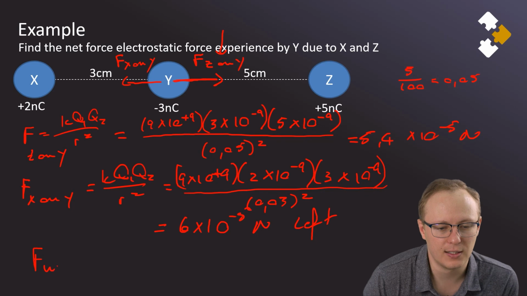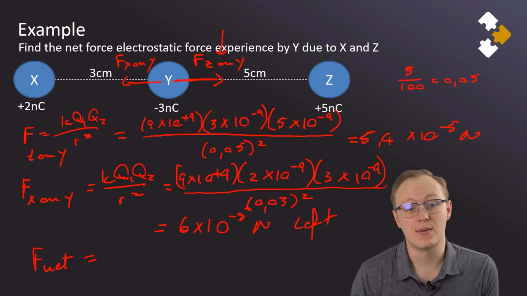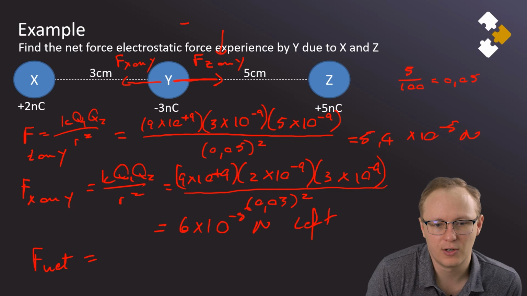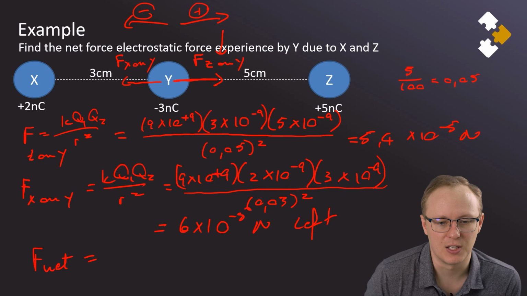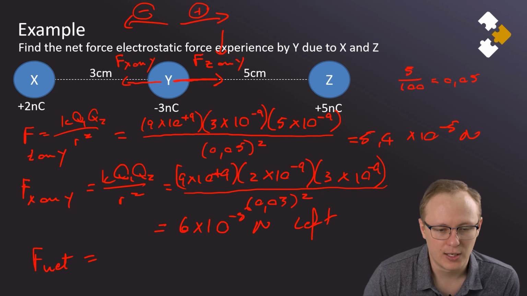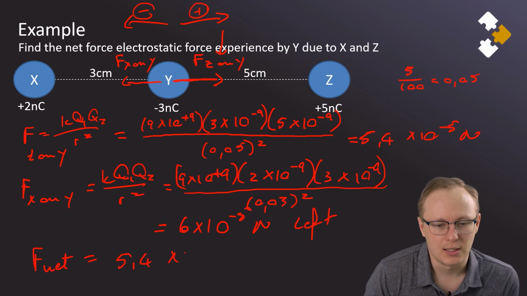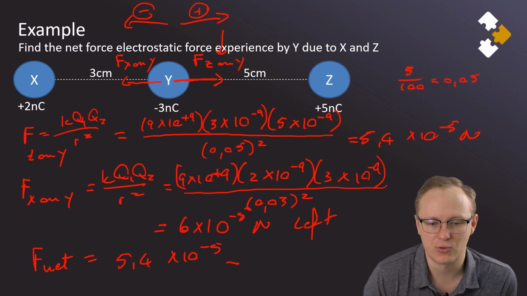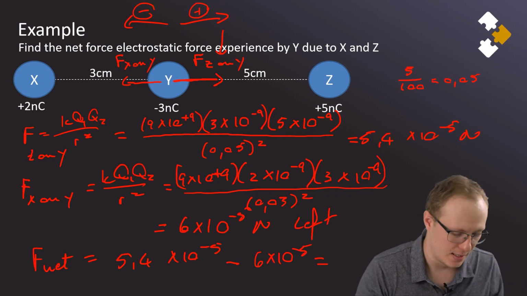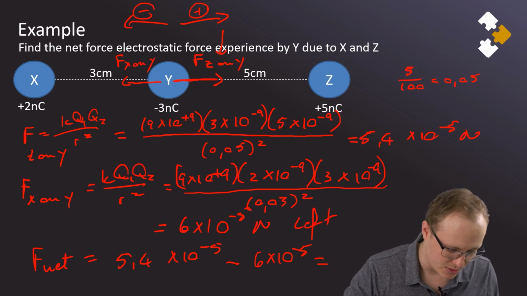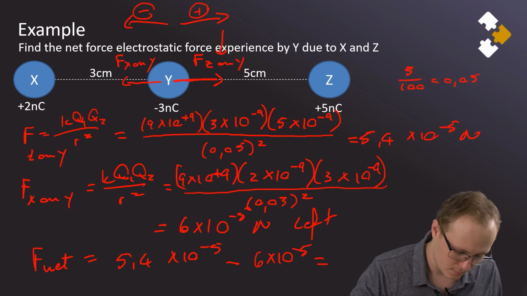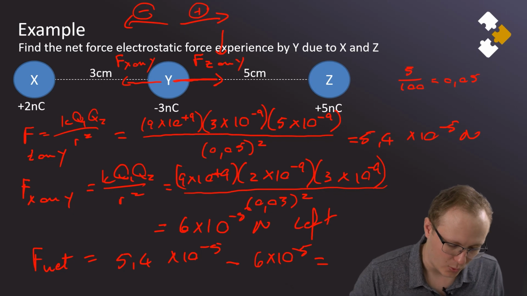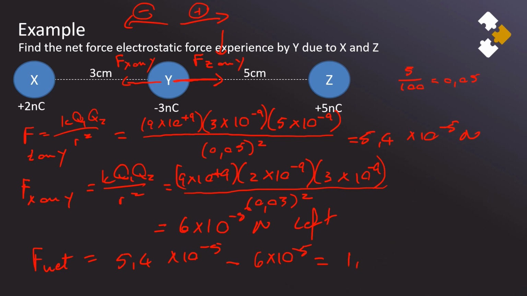So I'm going to go F net, and then in order to add vectors together, I need a positive and a negative direction. So I'm going to take rightwards as being positive, I'm going to take leftwards as being negative, and then I've got rightwards for 5.4 times 10 to the negative 5, right? Subtract from that the 6 times 10 to the negative 5, because that's now in the negative direction. And so the net electrostatic force is going to be 1.14 times 10 to the negative 4 newtons.